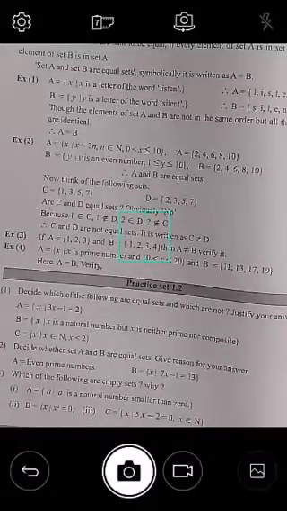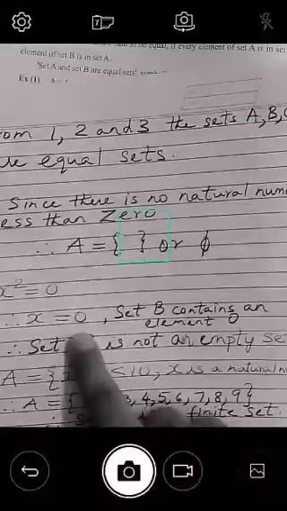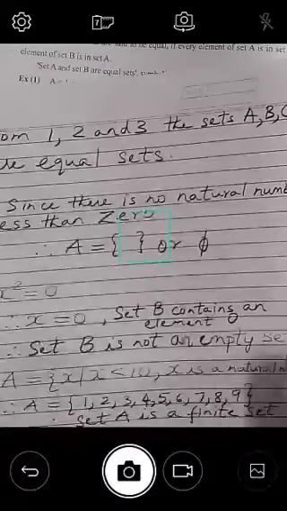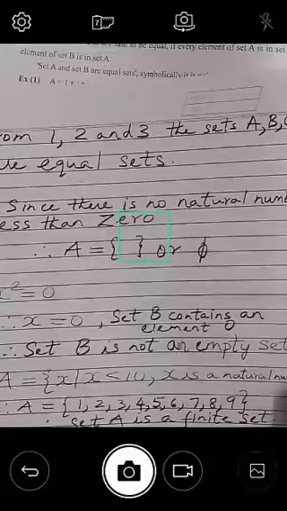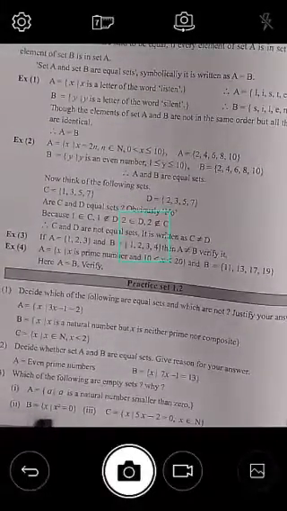The next one, x square is equal to 0, therefore x is equal to 0. Now 0 is an element. So we can say that set B contains an element 0, therefore set B is not an empty set.